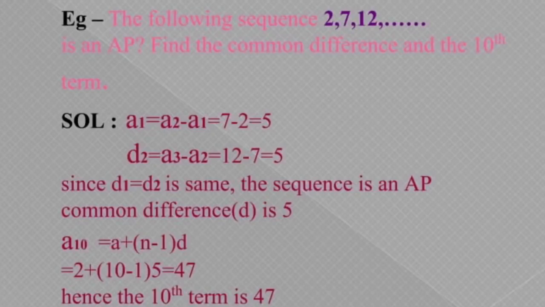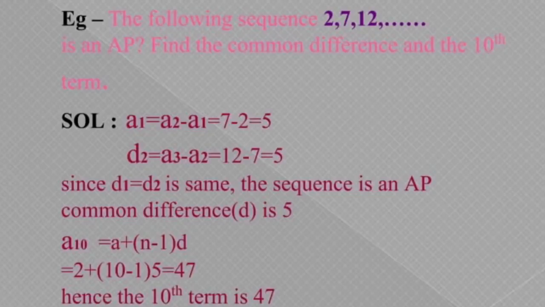One more example. We have to check whether 2, 7, 12 and so on are the numbers in AP. If yes, find the common difference and the 10th term. Now let us write whatever is given to us. We are given first three numbers, A1 as 2, A2 as 7 and A3 as 12. So the first term is 2 and the common difference is A2 minus A1, which is 5. Now A3 minus A2, 12 minus 7 is also 5. Since the common difference is same, therefore the numbers are in AP with common difference 5 and first term 2.